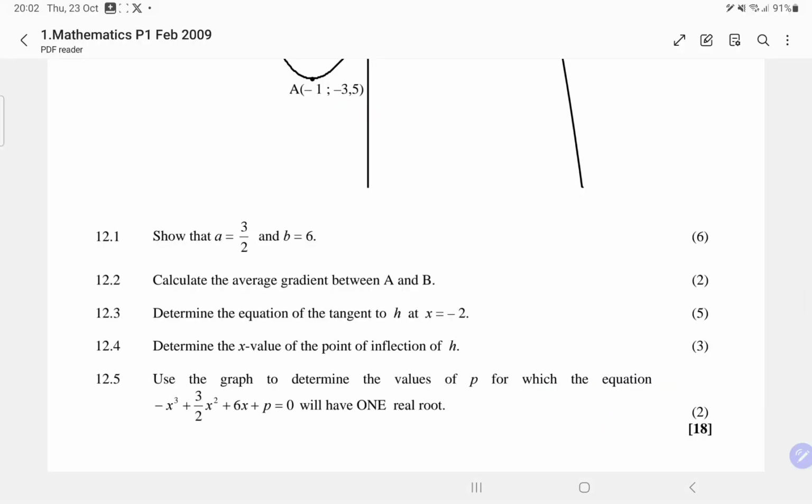So you can see that we have answered 12.1. a is 3 over 2, b is equal to 6. Now let's go to 12.2. Calculate the average gradient between A and B. So we are going to calculate that.